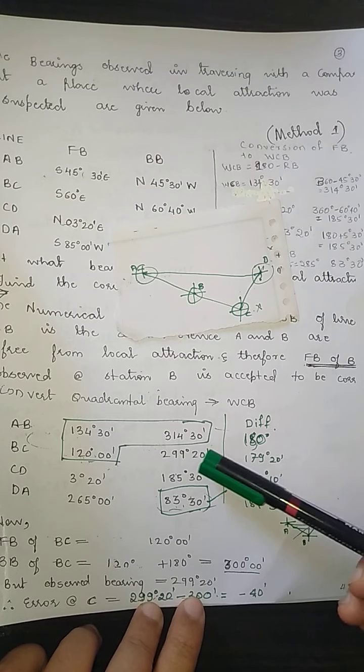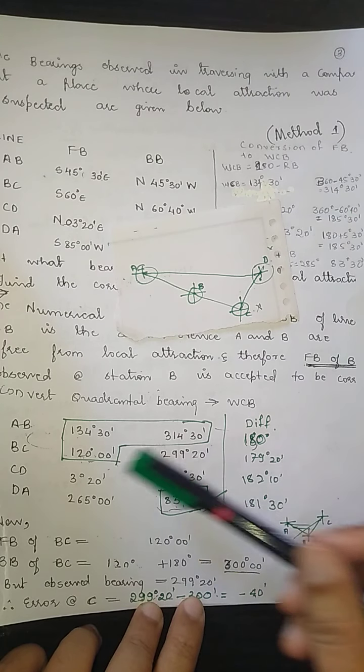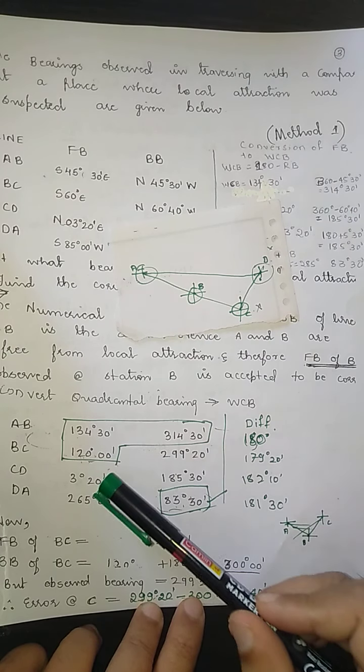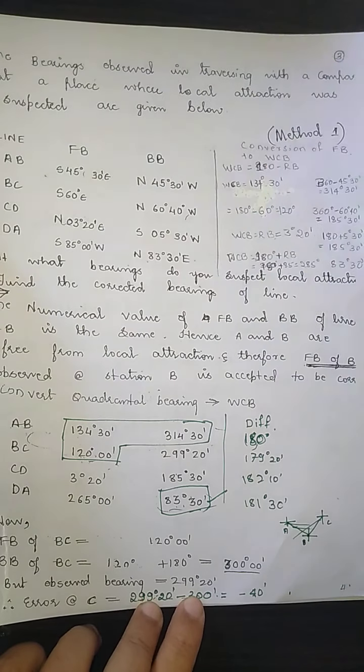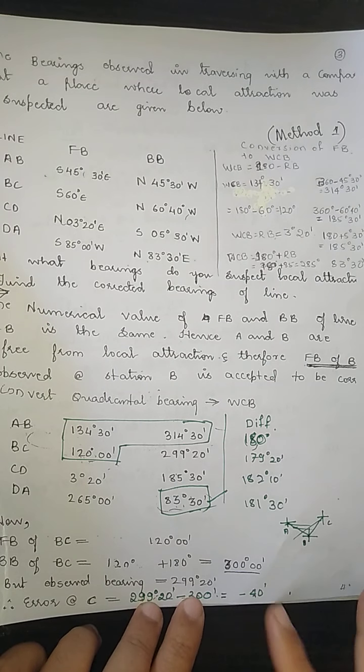When we change the line CB reading, then again the forebearing also has to be changed. So that we are going to see. So here plus 40 minutes we need to add. We will see how to do that change.